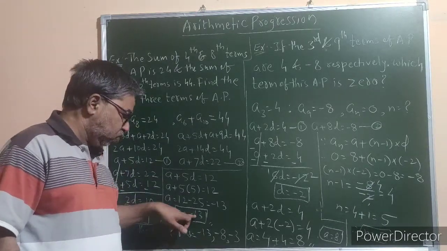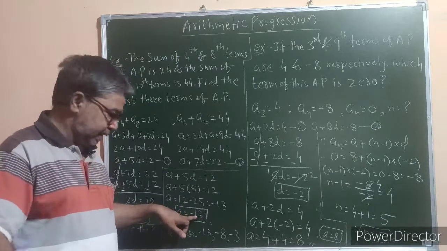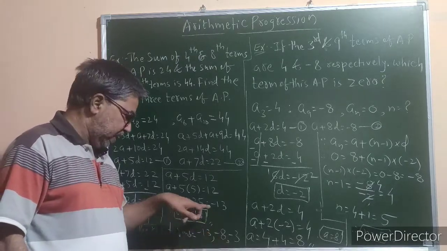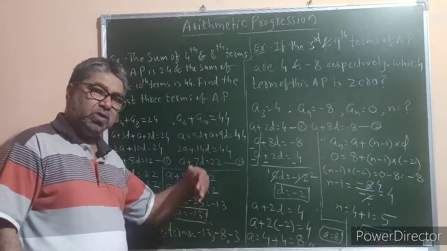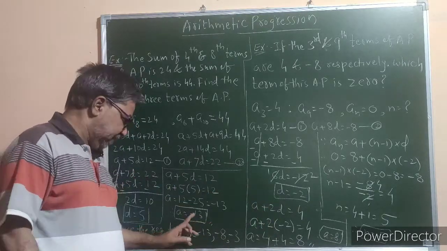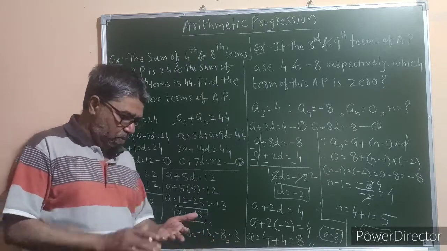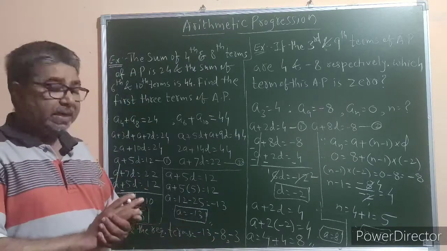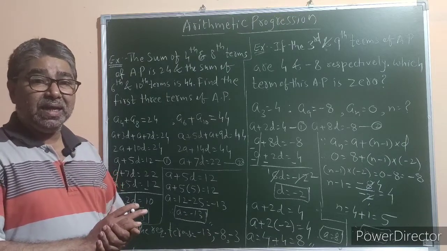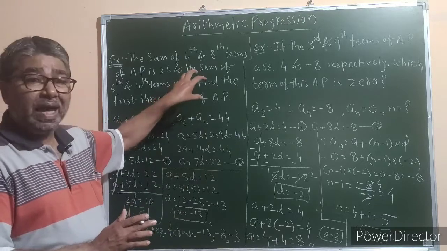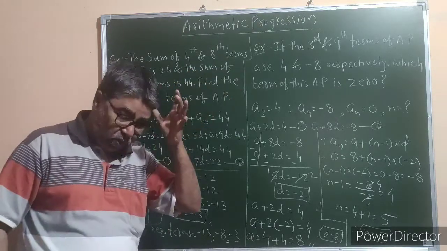If you add d to minus 13, you will be getting the second term. So minus 13 plus 5 will be minus 8. If you add again d to minus 8, you will be getting the third term: minus 8 plus 5 will be minus 3. So minus 13, minus 8 and minus 3 are the required first three terms of this particular arithmetic progression. Now coming to one more example.